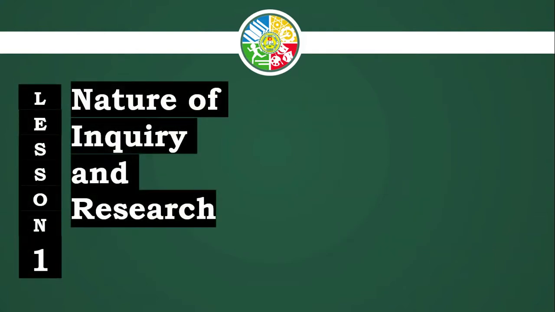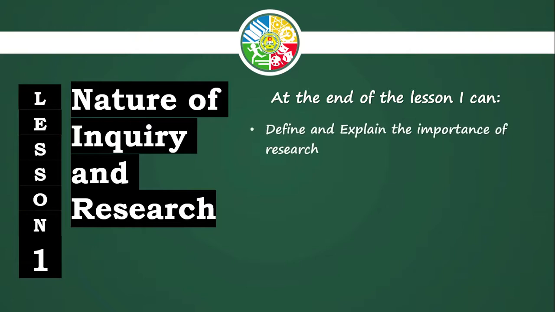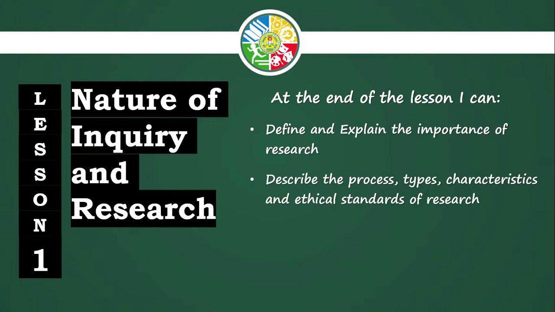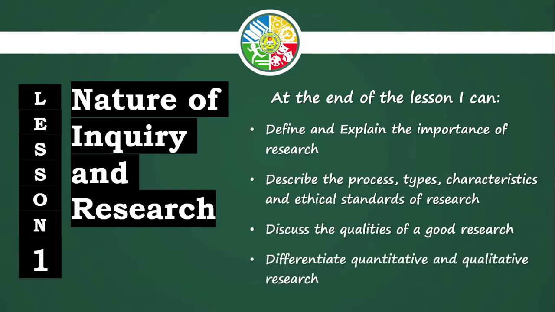For our first lesson, we'll be talking about the nature of inquiry and research. Here are our objectives. You need to define and explain the importance of research, describe the process, types, characteristics, and ethical standards of research, discuss the qualities of a good researcher, and differentiate quantitative and qualitative research. I do hope that we can achieve these objectives today or in the next lesson.